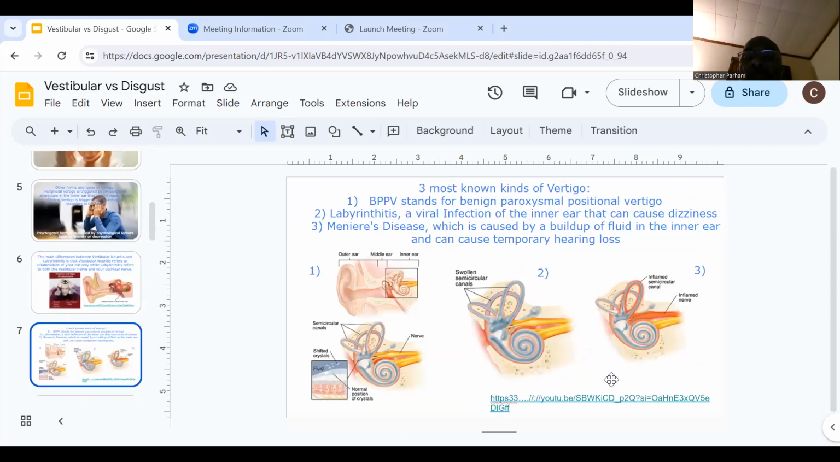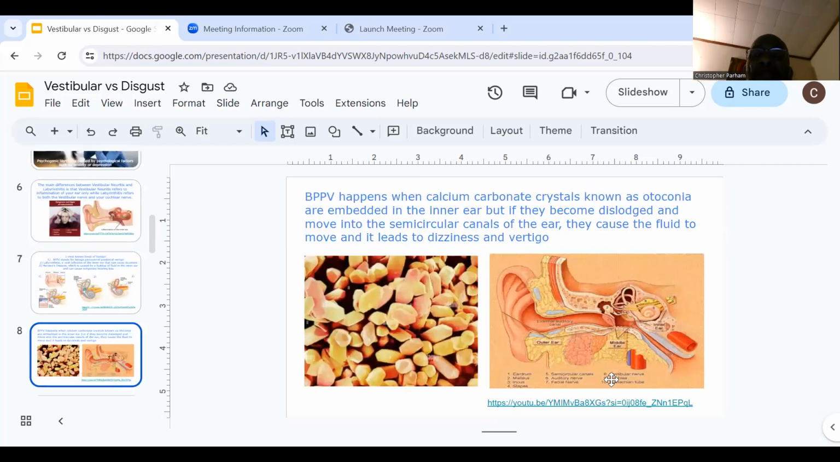The three most known kinds of vertigo, as I said earlier, are BPPV, which stands for benign paroxysmal positional vertigo; labyrinthitis, a viral infection of the inner ear that can cause dizziness; and Meniere's disease, which is caused by a buildup of fluid in the inner ear and can cause temporary hearing loss. BPPV happens when calcium carbonate crystals known as otoconia are embedded in the inner ear, but if they become dislodged and move into the semicircular canals of the ear, they cause the fluid to move and it leads to dizziness and vertigo.